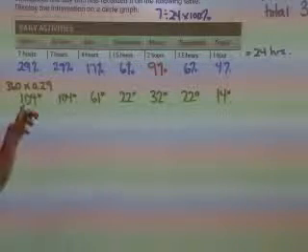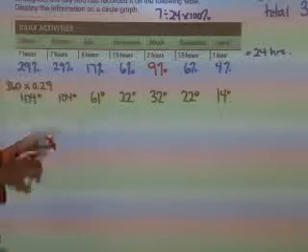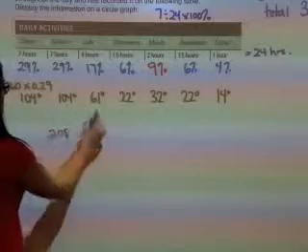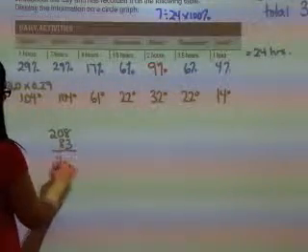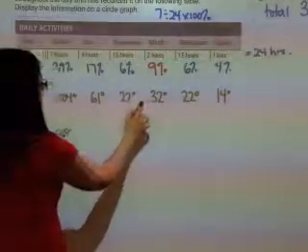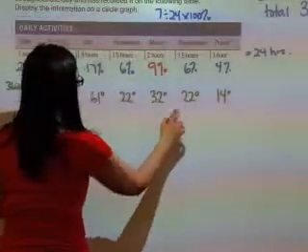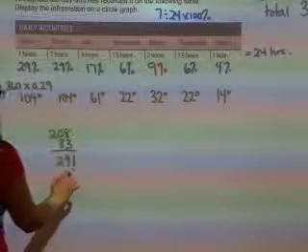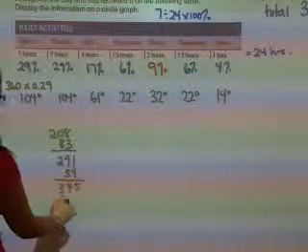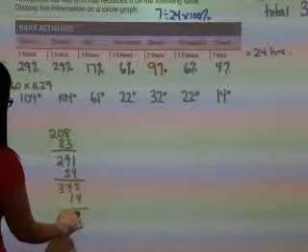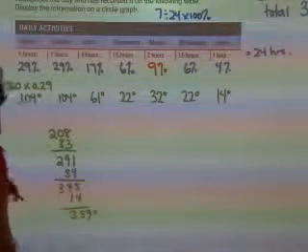Again, if I was to add these up, I get 208. These two together would give me 83, so now I'm at 291. And then I have another 54. So that gives me 345, and I'm at 359 degrees.